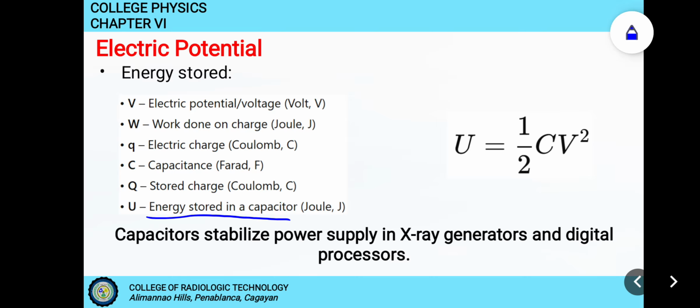Okay, so let's have here our formula. Our U is energy stored in a capacitor, and that is energy, class. That is why it is in joule. 1/2 here is a constant. Nandyan na po yan, class, or given na siya. 1/2 times our C. What is our C, class? It's not coulomb, but it is the capacitance in farad. And our V here is the electric potential, or the voltage in volt.